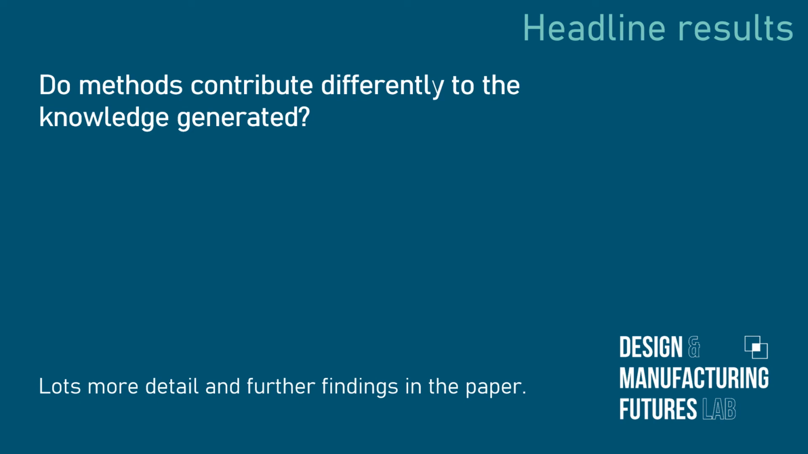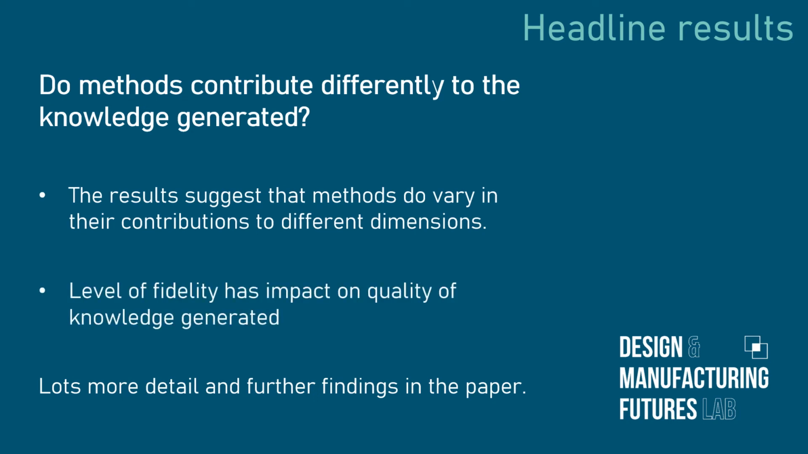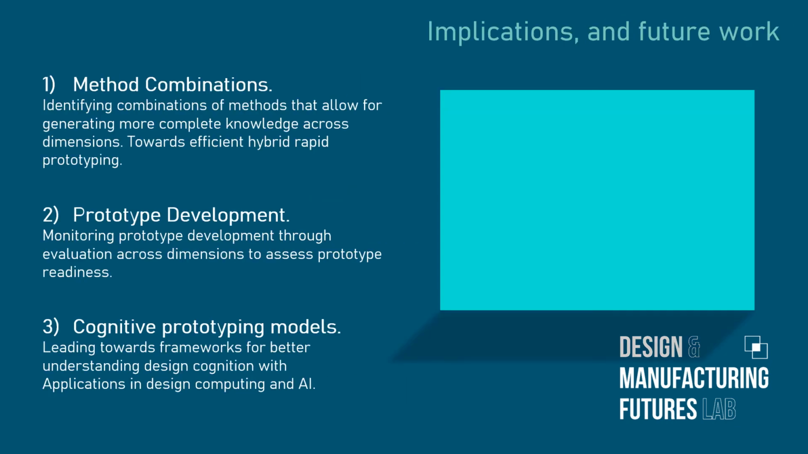Although many more findings are reported in the paper, some of the key points are summarized here on this page. We find that methods do contribute differently to different dimensions, and that fidelity has an impact on the quality of knowledge generated. So some of the uses for this work include method combinations and identifying combinations of methods that allow you to generate more complete knowledge across all of these dimensions. This also would enable efficient hybrid prototyping practices, knowing which methods best to combine when you need to understand a certain thing about a prototype.